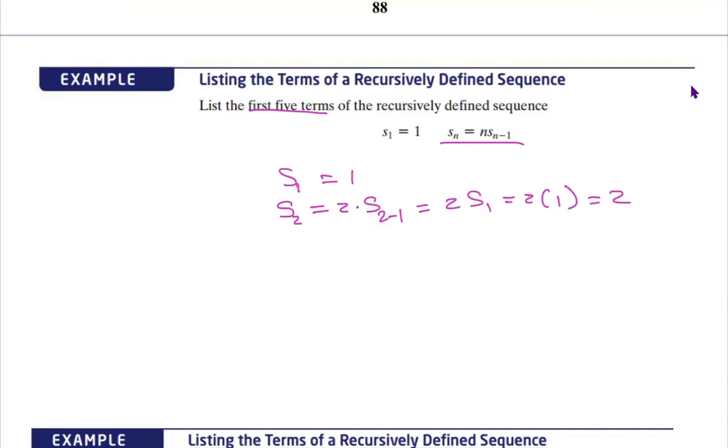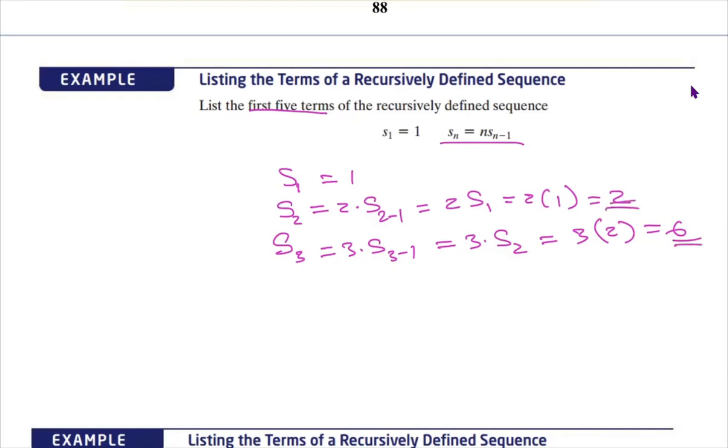Since we have S2, we can find the next term, which is S3. S3, by definition of Sn, is 3 times S3 minus 1. 3 minus 1 is 2, so that's 3 times S2. S2 we found, it was 2, so that's 3 times 2 equals 6. So we got S3 equals 6.